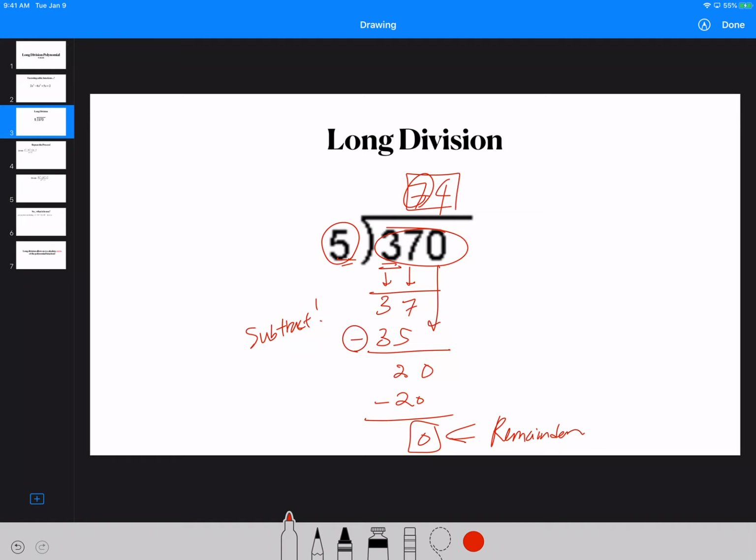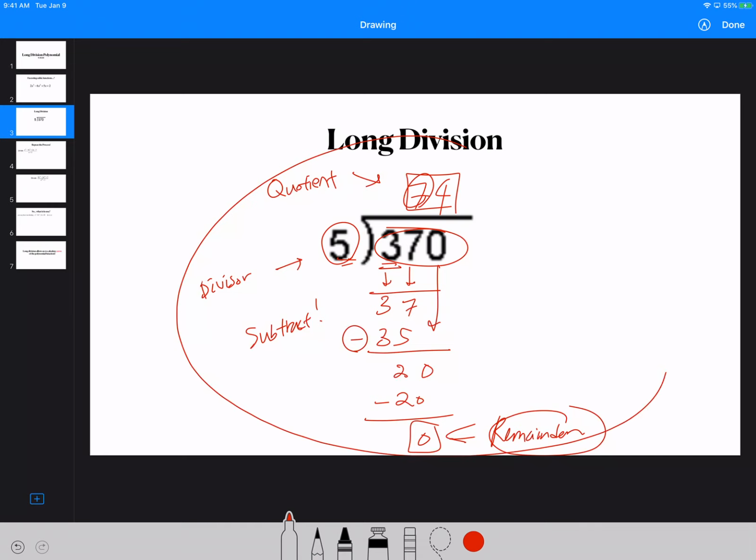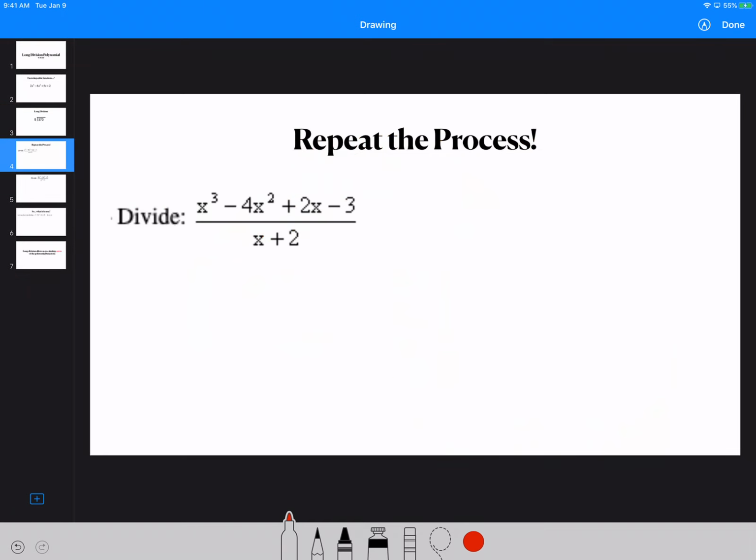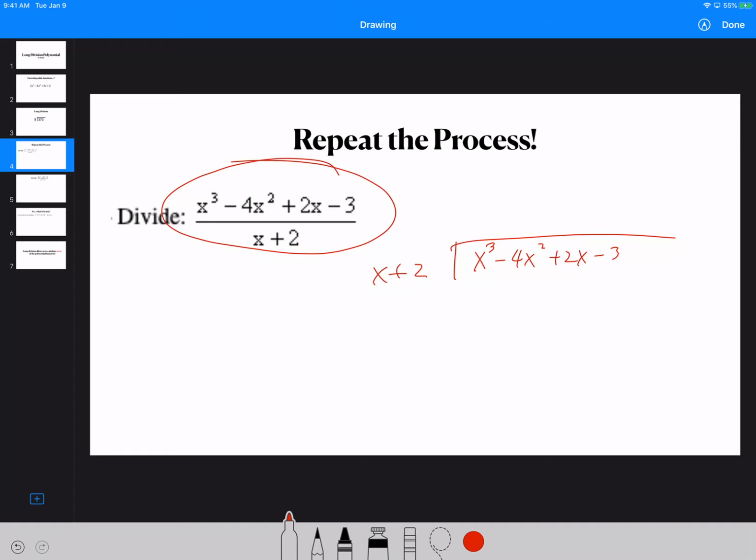So our answer here is just simply going to be 75. This is called a quotient as a result of dividing by the divisor. And we call this the divisor. And the remainder is simply whatever you get at the very, very end. So you're going to apply this to this, where I say, okay, x cubed minus 4x squared plus 2x minus 3, and you're going to divide that by x plus 2 like this.